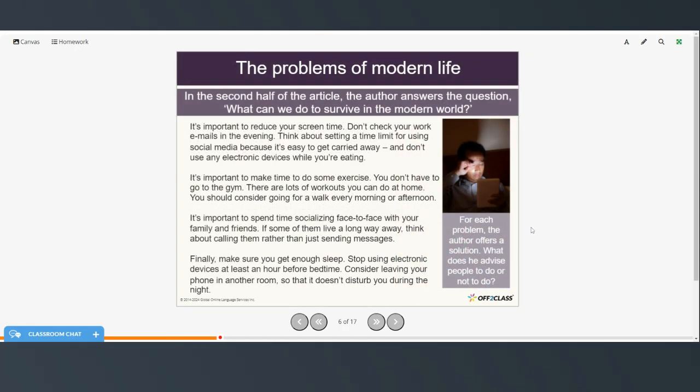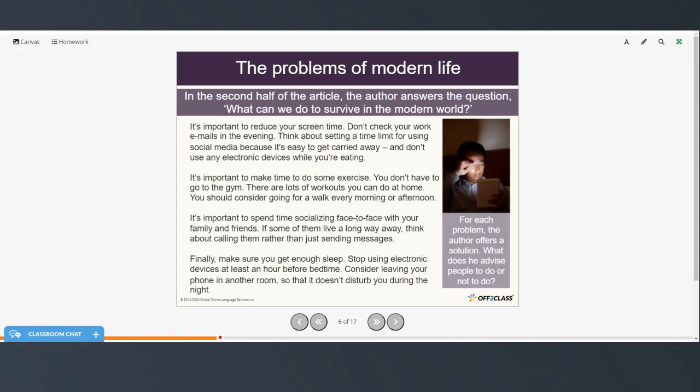All right, in the second half of the article, the author answers the question, what can we do to survive in the modern world? It's important to reduce your screen time. Don't check your work emails in the evening. Think about setting a time limit for using social media because it's easy to get carried away. And don't use any electronic devices while you're eating. It's important to make time to do some exercise. You don't have to go to the gym. There are lots of workouts you can do at home. You should consider going for a walk every morning or afternoon.